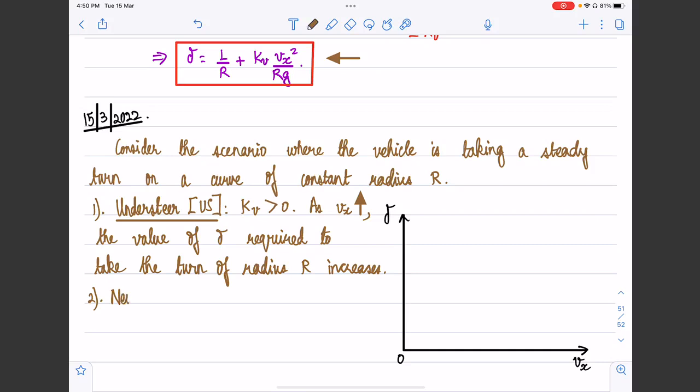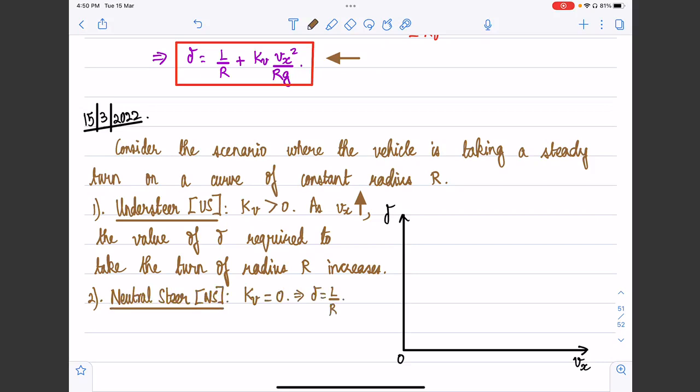Then let's consider neutral steer, which we abbreviate as NS. What happens in neutral steer? In the neutral steer condition, we know that KV is equal to 0. When KV is exactly equal to 0, we can immediately observe that delta is going to be equal to L by R. That's it. So it is always a constant for any particular value of speed.